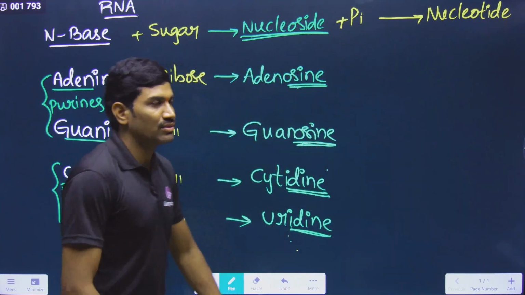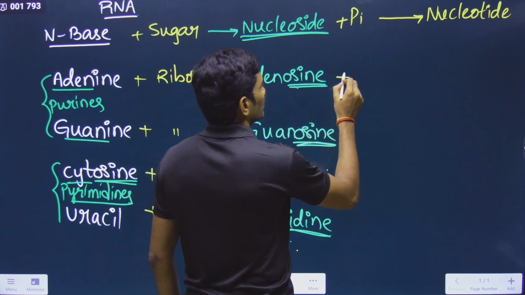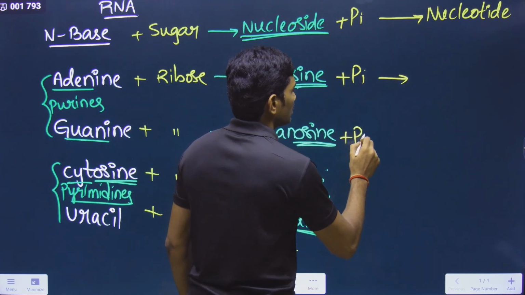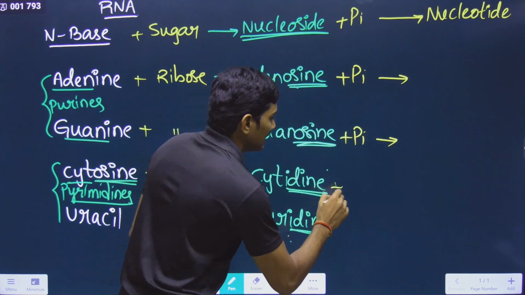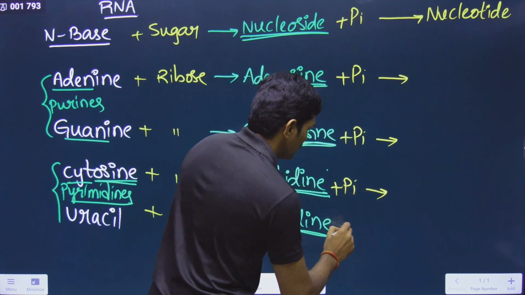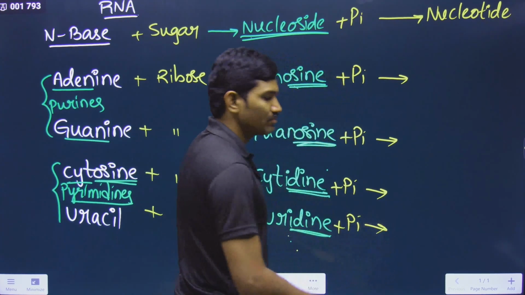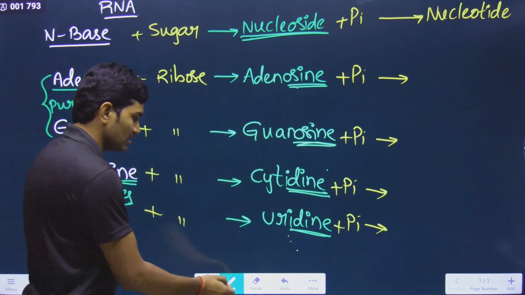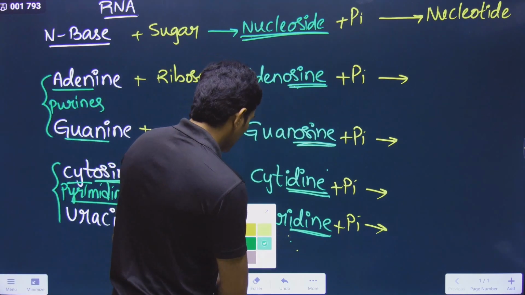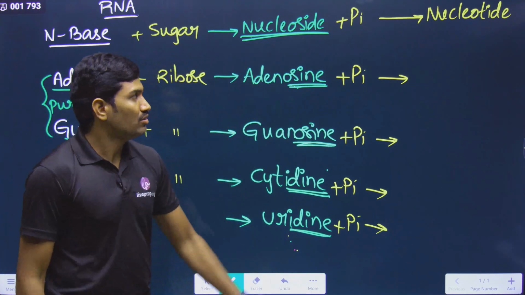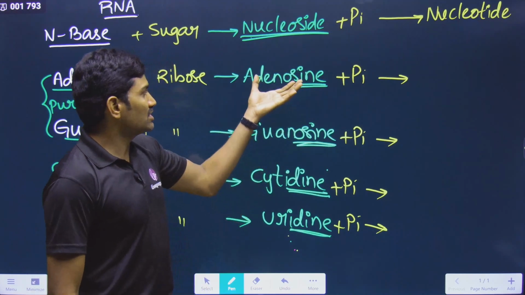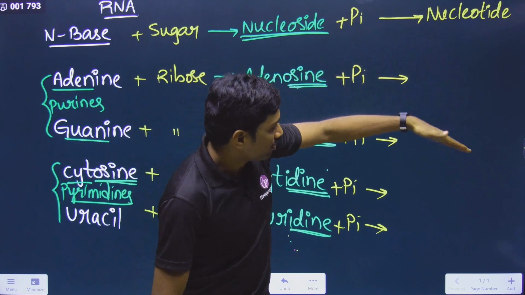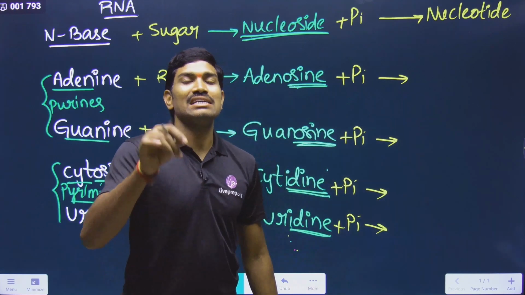Please observe this carefully. So now what we need to do? Adenosine plus Pi. What is the name? Guanosine plus Pi. What is the name? Cytidine plus Pi. What is the name? And uridine plus Pi. What is the name? So change it. Now we need to add this acid. So we need to write acid at the end. Yes or no? You are adding the acid. So this name will be slightly changed. And here what happens? For all these four, ylic acid will come at the end.